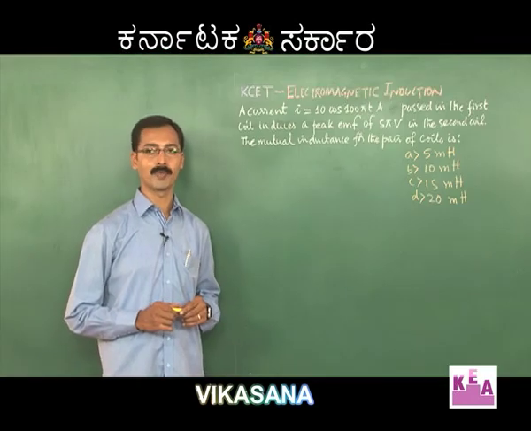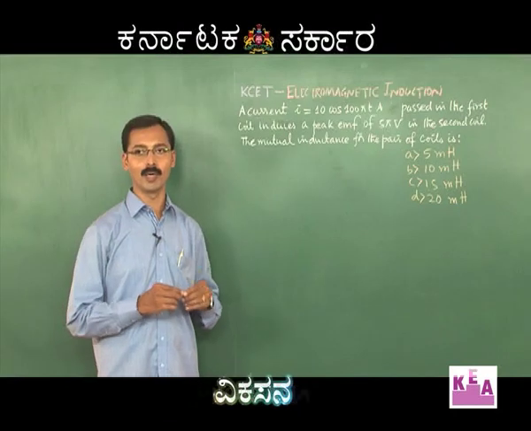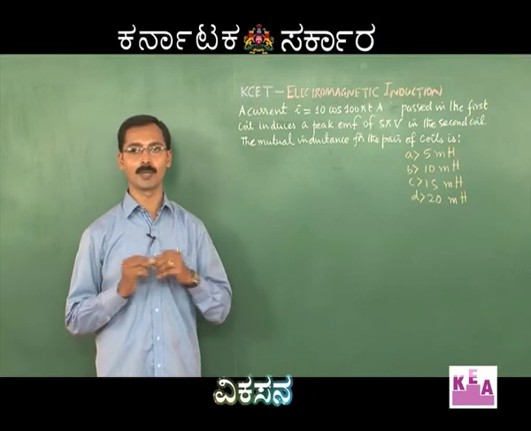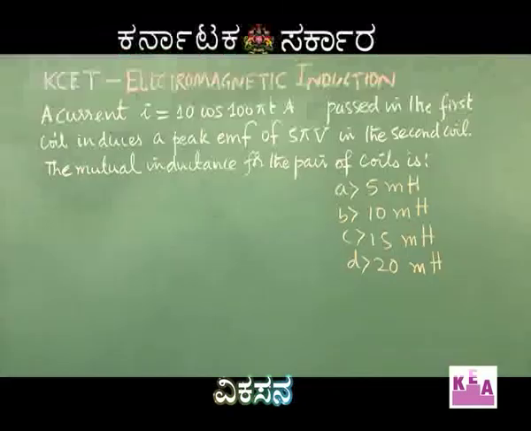Let's move on to the next topic, which is mutual induction. Mutual induction is the phenomenon of induction of an EMF in a coil due to change in current in a nearby coil. Amount of induced EMF in the secondary coil is equal to M into rate of change of current through the first coil, where M is called the coefficient of mutual induction. Let's solve one problem on mutual induction.